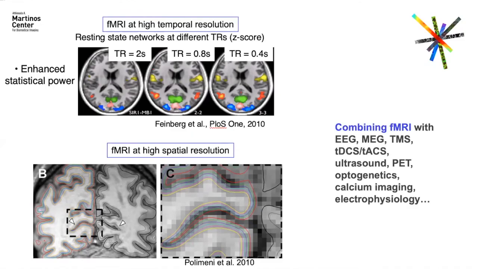And also you can combine fMRI with lots of other functional neuroimaging modalities like EEG, MEG, TMS, or PET, or some animal electrophysiology. Those will give us a more complete picture of what happens in the brain, and also they might help us to understand the fMRI signals better.